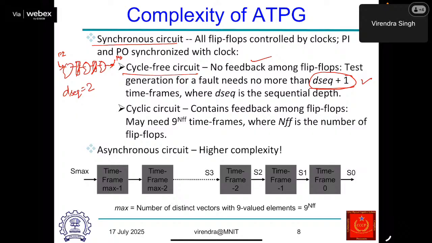because at the most I may need to unroll or replicate that circuit equal to the sequential depth plus 1. So if the sequential depth is 2, at the most I need to make a copy of that circuit 3 times. And if I cannot find the test vector within 3 times, in that case I can say that that particular fault is a redundant fault and we don't need to worry about that. So this can work reasonably well.